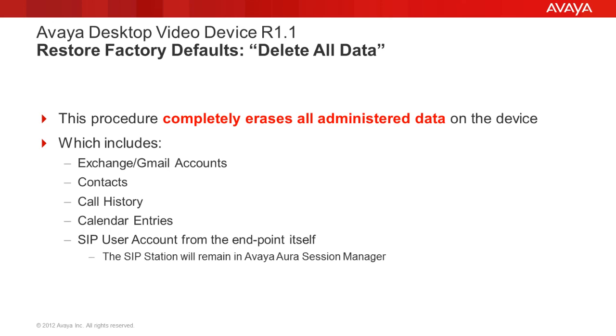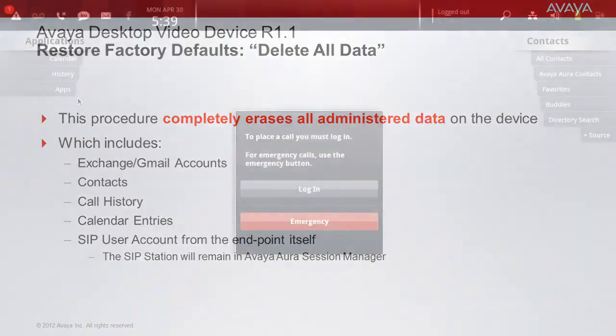This includes your Exchange or Gmail accounts, any associated contacts, the call history, calendar entries, and your SIP user account from the endpoint itself. This procedure does not erase your SIP station from the Avaya Aura Session Manager nor the Avaya Aura System Manager. This simply erases the user account information from the device itself.